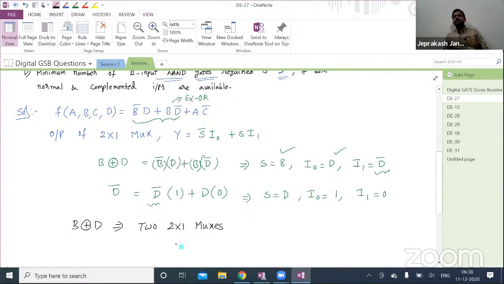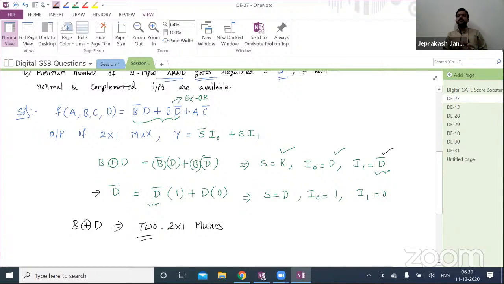See, the answer will vary based on the context. In the question, he didn't mention anything regarding complement inputs, right? So whenever you require complement inputs, if they don't specify in the question, in order to generate the complement inputs, either you require a NOT gate or you have to implement it with the help of one more mux. So here I have implemented D bar with the help of one more mux. With one mux, selection is B, I naught is D, I1 is D bar. But D bar we have to generate with the help of one more mux. So that means we require two 2 by 1 muxes.